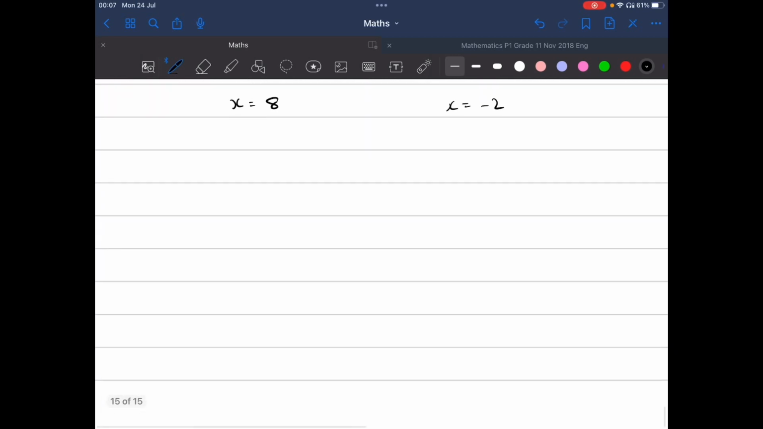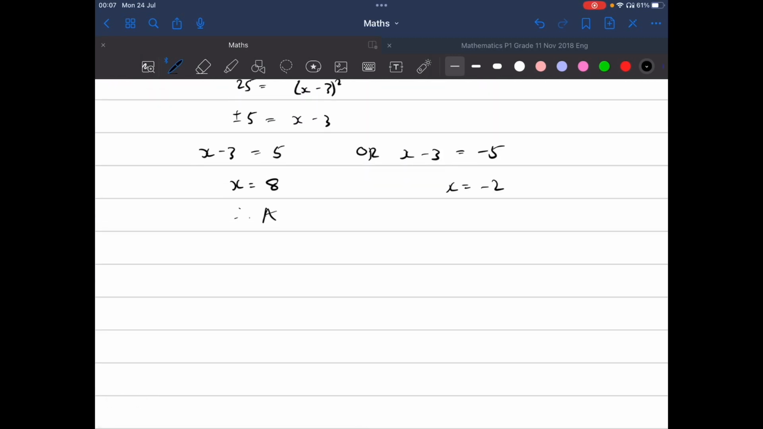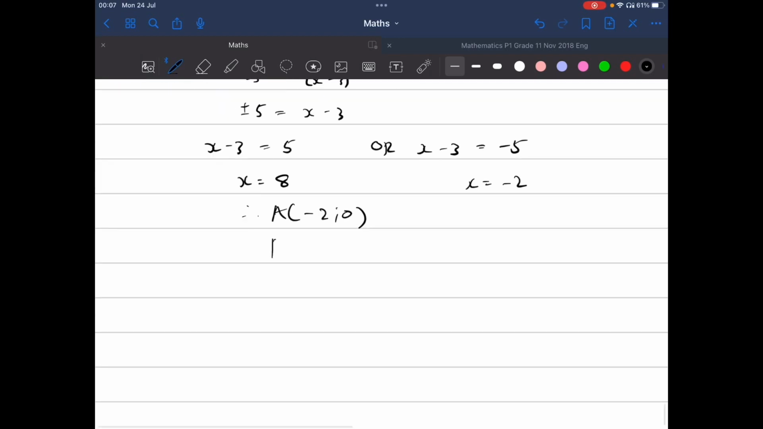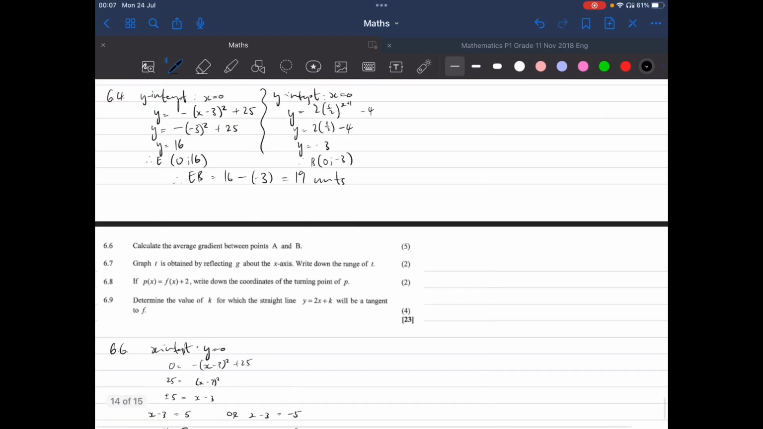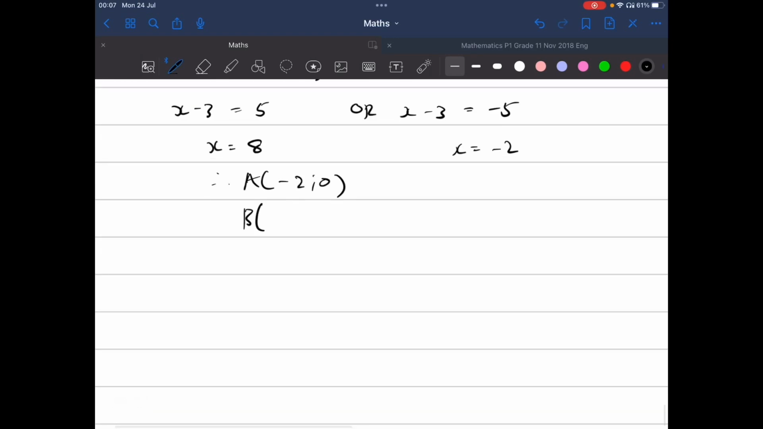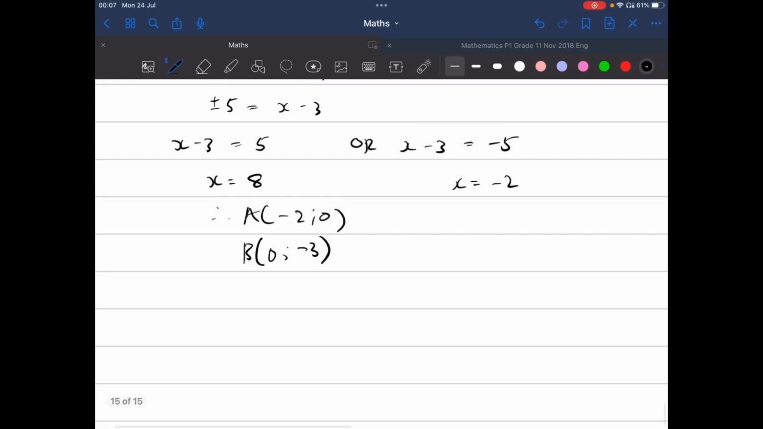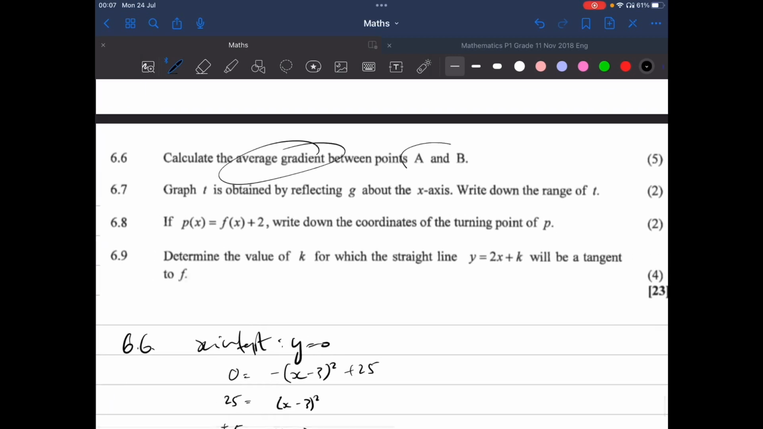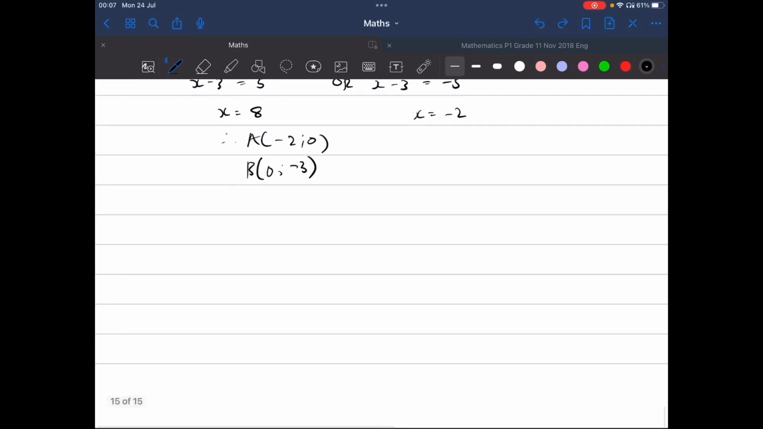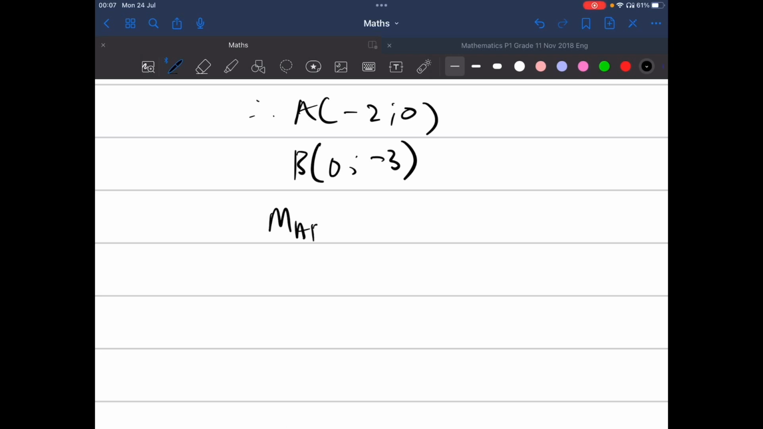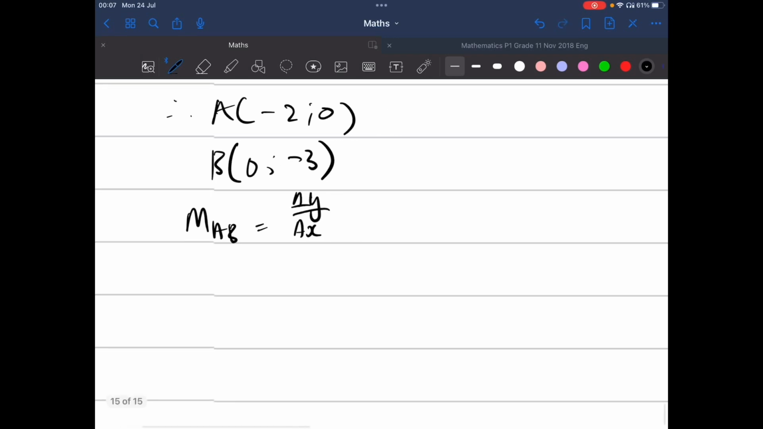So we can state that therefore A is at (-2, 0). And we already knew B was at (0, -3). And the question says the average gradient between them. So the gradient of AB is equal to change in y over change in x.